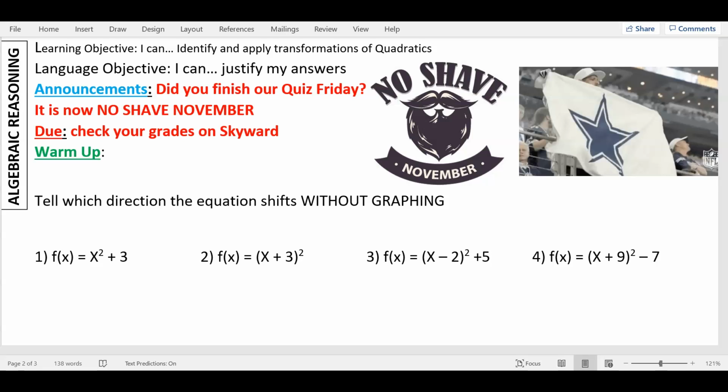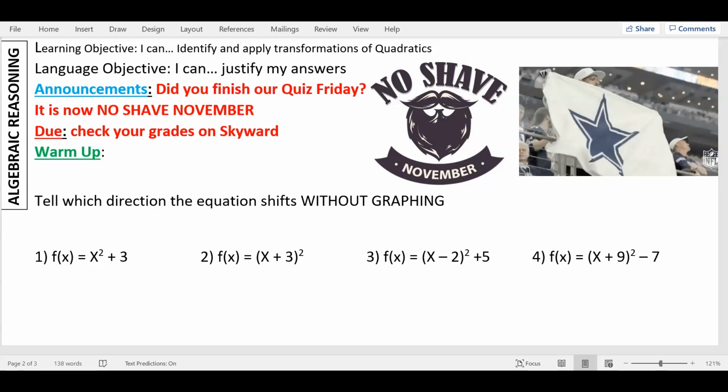Okay, yesterday we did notes on this stuff. It was a tough day. Hopefully everyone heard me yesterday, but if you didn't, you can learn this real quick, okay? So number one says, well, first of all, the instructions: which direction does it shift? And you want to do this without graphing it in your calculator, right?